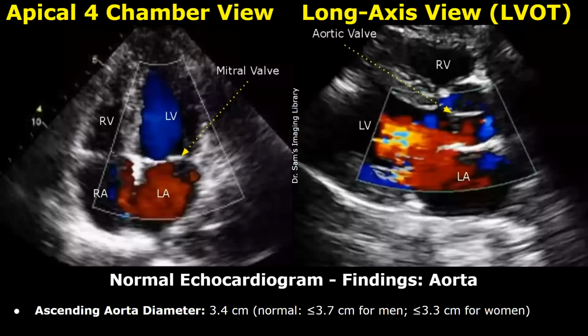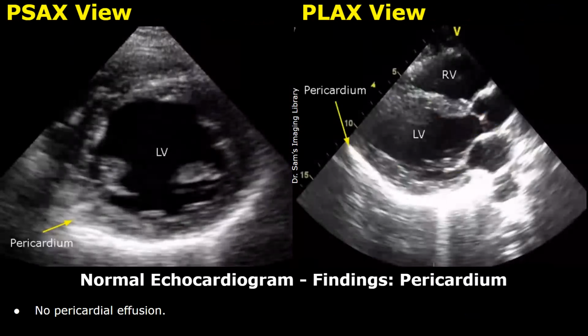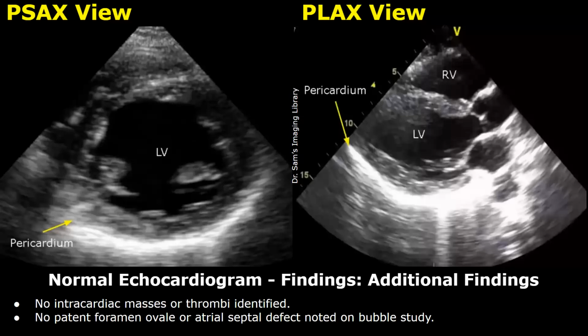Then you have the findings of the aorta. The ascending aorta diameter is 3.4 centimeters, which is normal. Then you can write about the pericardium. In this normal report, there is no pericardial effusion. This is the last section of the findings.